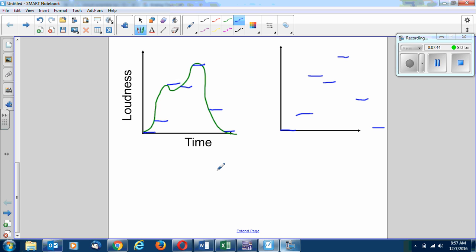Remember how I said that with music you can't really tell one note from the other? Well, this is not it. This is like throwing away most of your music and just playing a couple of notes from it. So this is digital.